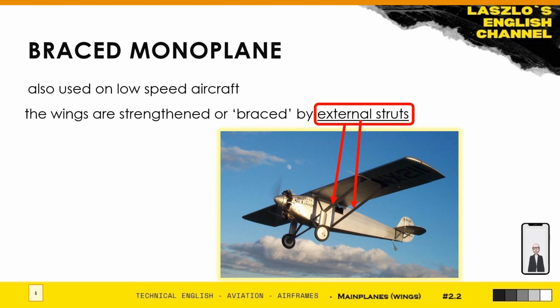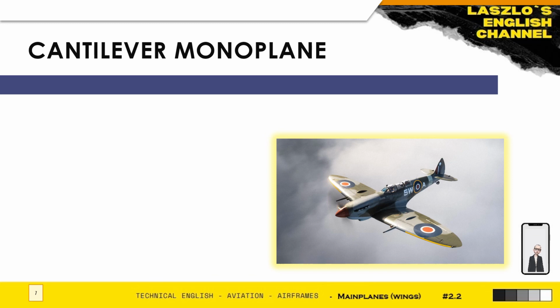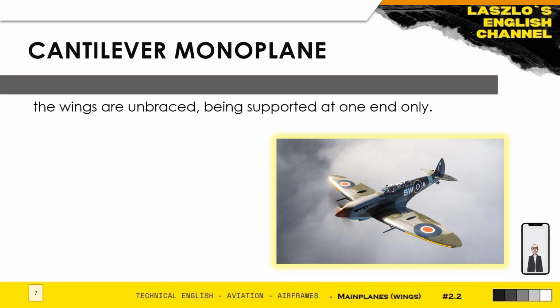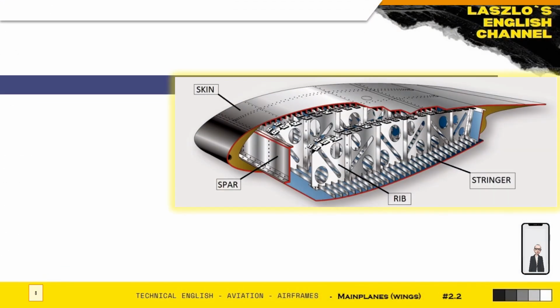Okay, so that was braced monoplanes. Let's move on to the cantilever monoplanes. On a cantilever monoplane, the wings are unbraced and they are supported at one end only. Okay, so most modern aircraft are cantilever monoplanes. Cantilever wings have to absorb the stresses due to lift and drag in flight and their own weight when on the ground. Okay, now a quick look at the construction of the cantilever wing.